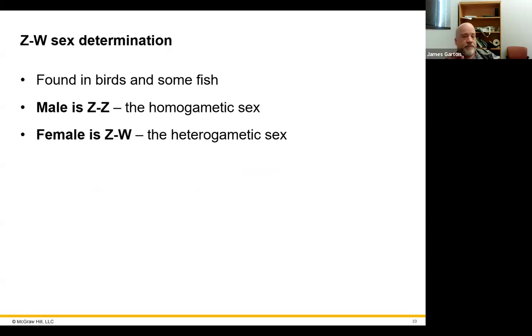And then you have ZW. In this case, the male is ZZ and the female is ZW. And in this case, it's the female that determines the sex of the zygote.